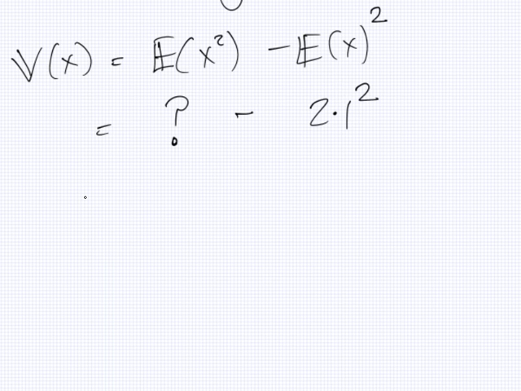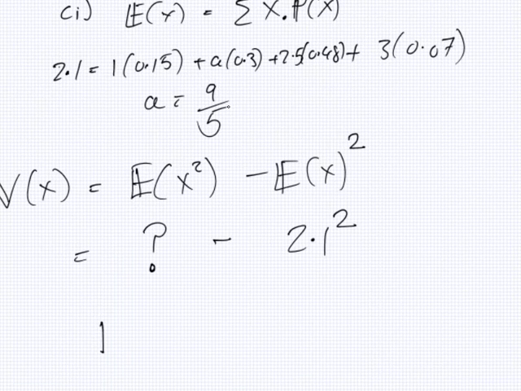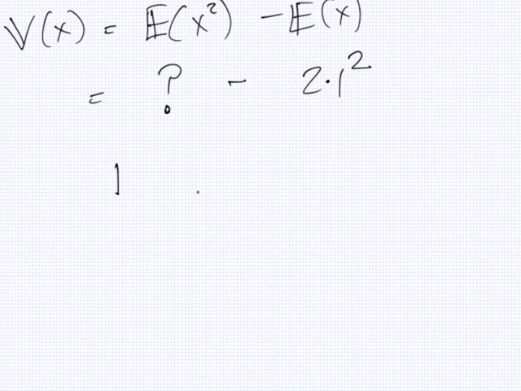Okay. We need to draw a new table. 1.8, yeah, for the A. So we have 1. Then we have 3.24. Then we have 2.5, and then we have 9. 2.5 squared is 6.25 and 9. This is x squared.